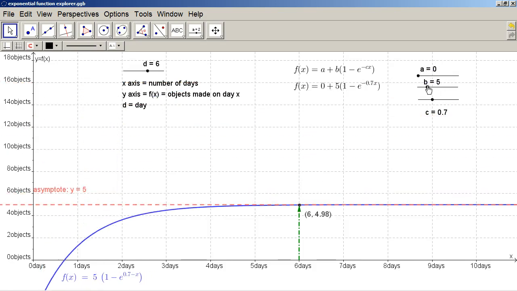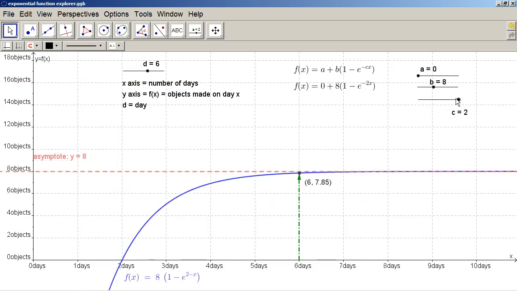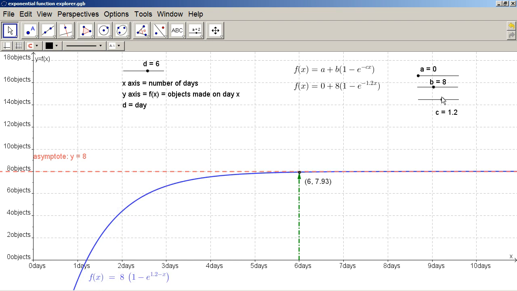And that seems to hold for just about all these different variations here. So that's that. That's GeoGebra.